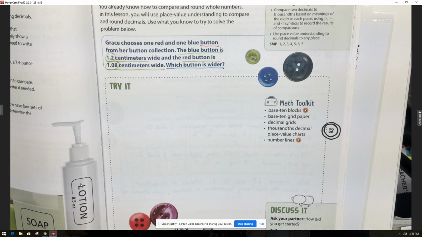As I have in the past, I'm going to show you 2 different strategies on how I would solve this. But before I do that, I want you to pause it and see how you would solve it to see if you know which button is wider. And if you can just look at it and know which button is wider, then I want you to tell me what is it that tells you which button is wider. Go ahead and do that now. Go ahead and pause, and then when you're ready, come unpause and come back.